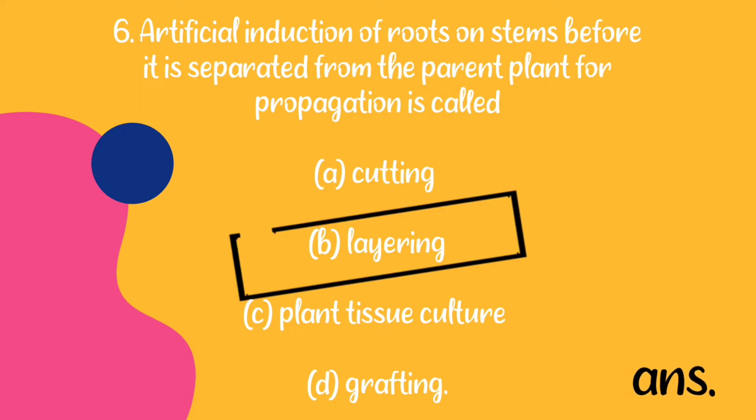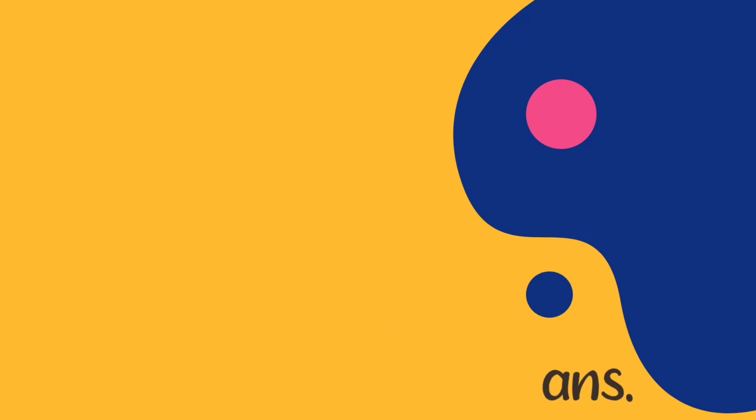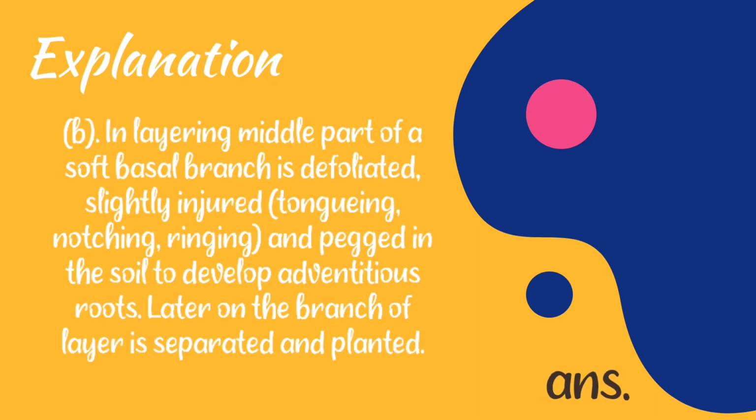And the answer is B. Layering. Explanation. B. In layering, middle part of a soft basal branch is defoliated, slightly injured, tonguing, notching, ringing, and pegged in the soil to develop adventitious roots. Later on, the branch of layer is separated and planted.